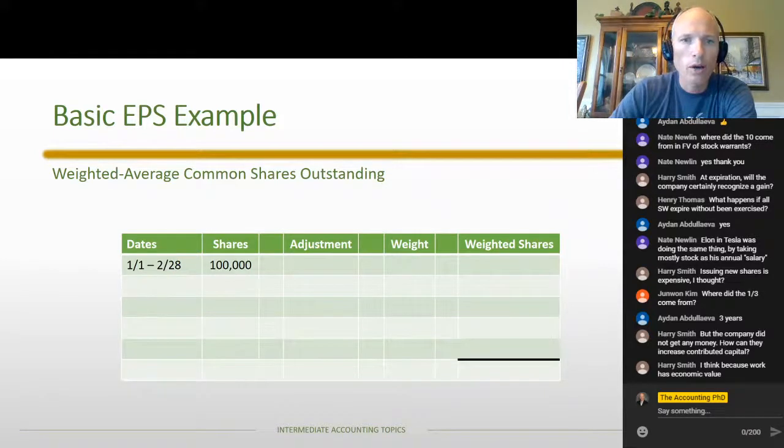I walk through and say, okay, there are different dates that are relevant to this example, and there's the number of physical shares outstanding on any one of those dates. Initially, there are 100,000 shares outstanding. So from January 1st until anything else happens, we have 100,000 shares.